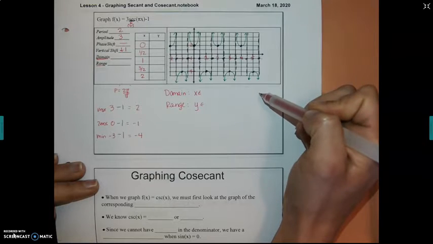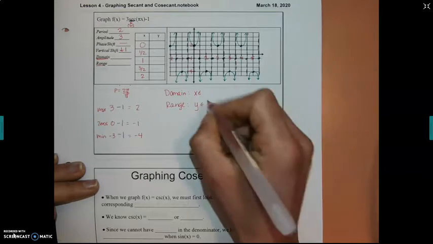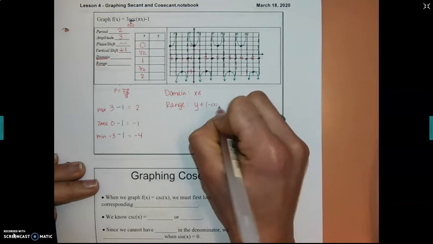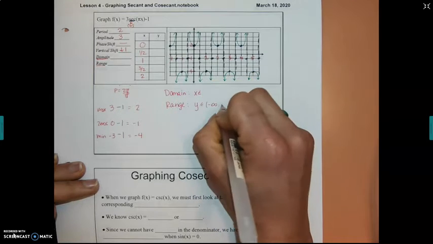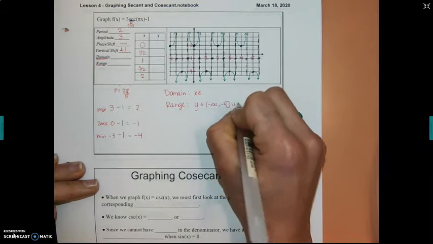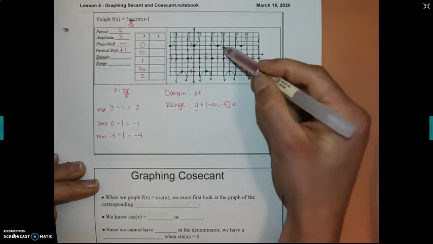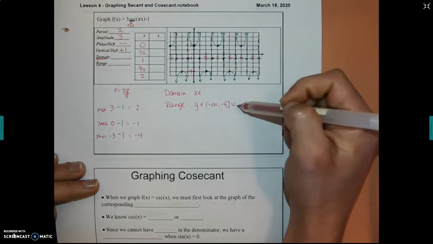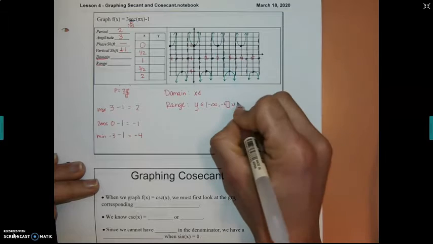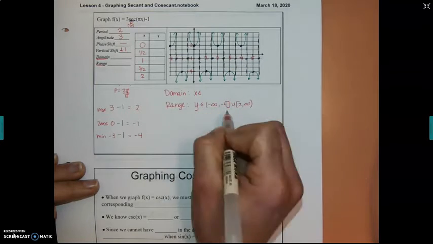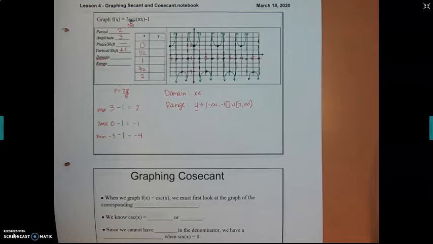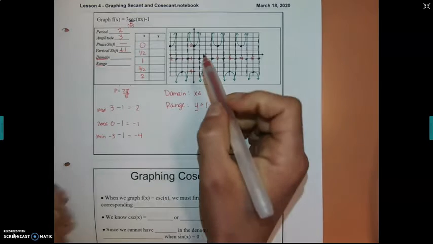Okay, so from negative infinity, these guys keep going forever. So from negative infinity up to this maximum point of the secant graph, which is at -4, and I want to include that. But then I have a gap, okay, so I'm going to put a little union here, and I start back up at 2 and go to positive infinity. So the range is a little bit easier to find than the domain. So let's go talk about the domain now.